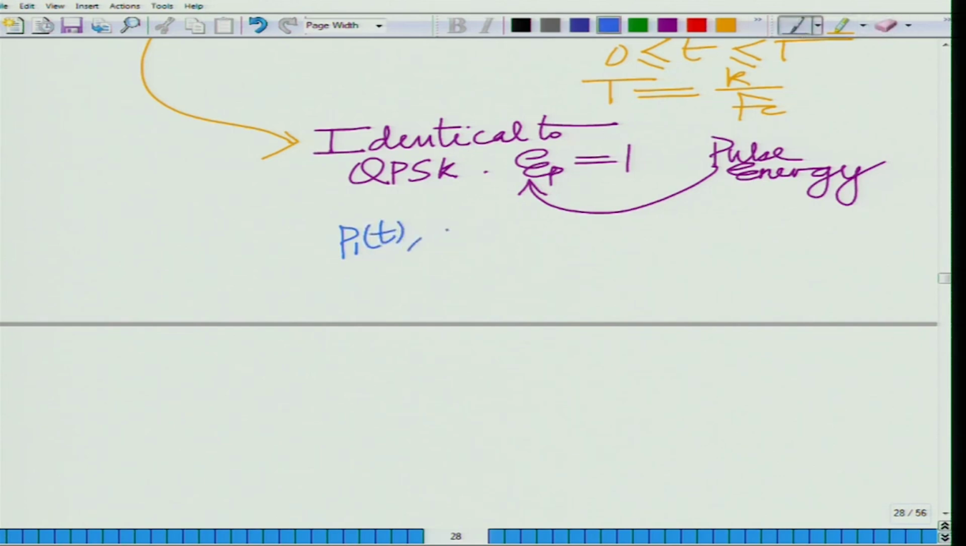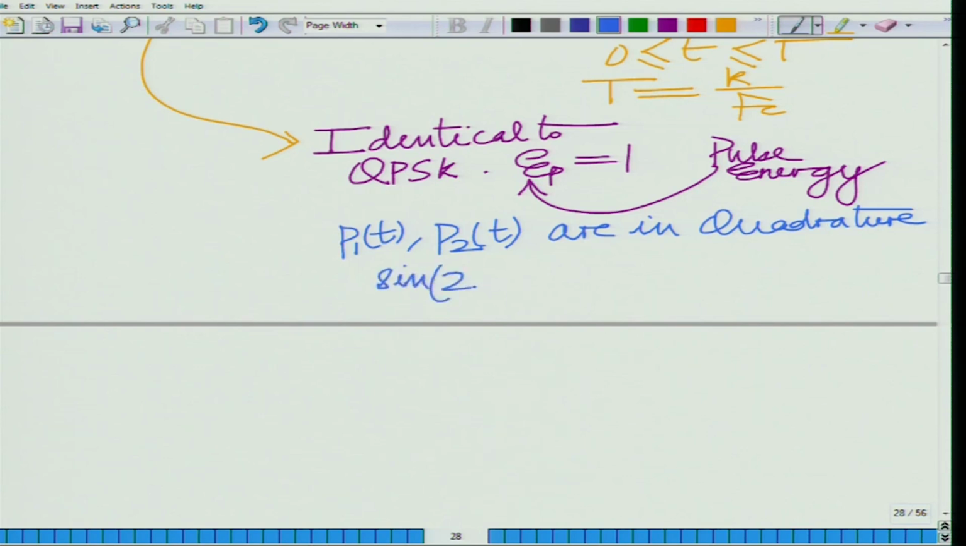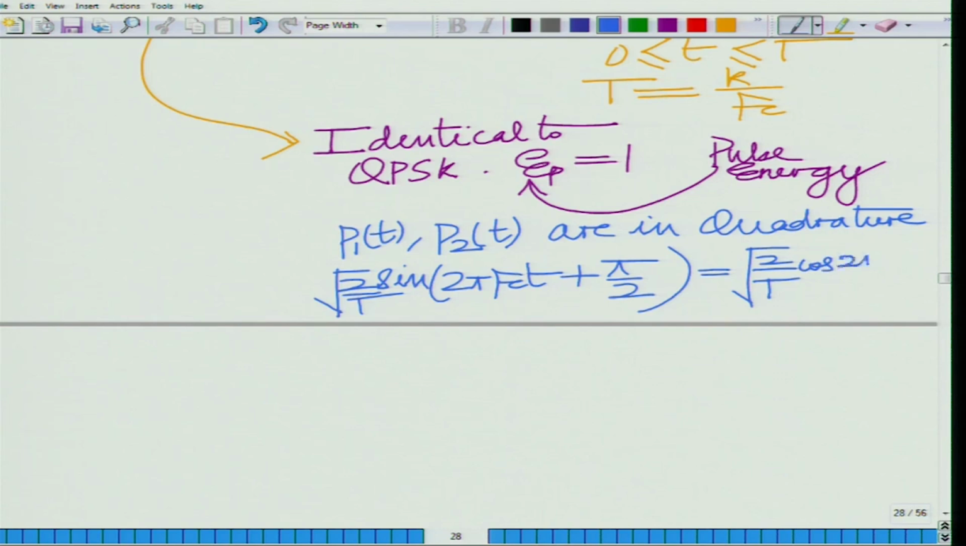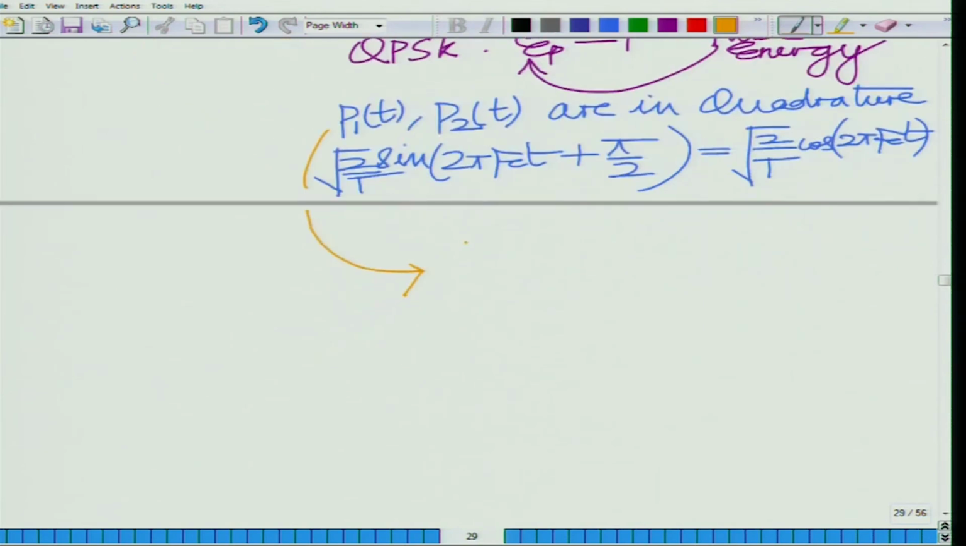P1(t) and P2(t) are in quadrature, because remember, sine of 2 pi f_c t plus pi by 2, times root 2 over T, equals root 2 over T cosine 2 pi f_c t. So what does it mean to say they are in quadrature? We have seen this before. Pulses P1(t) and P2(t) differ in phase by pi by 2.